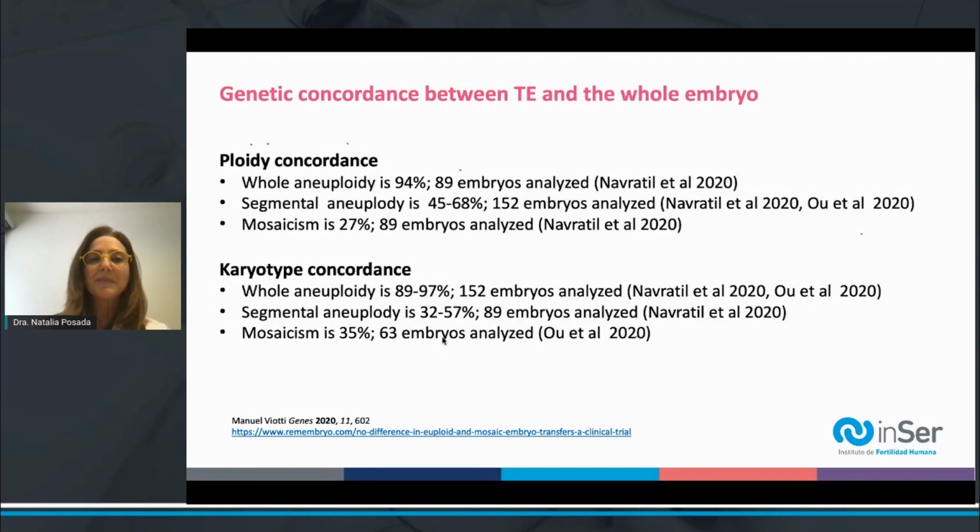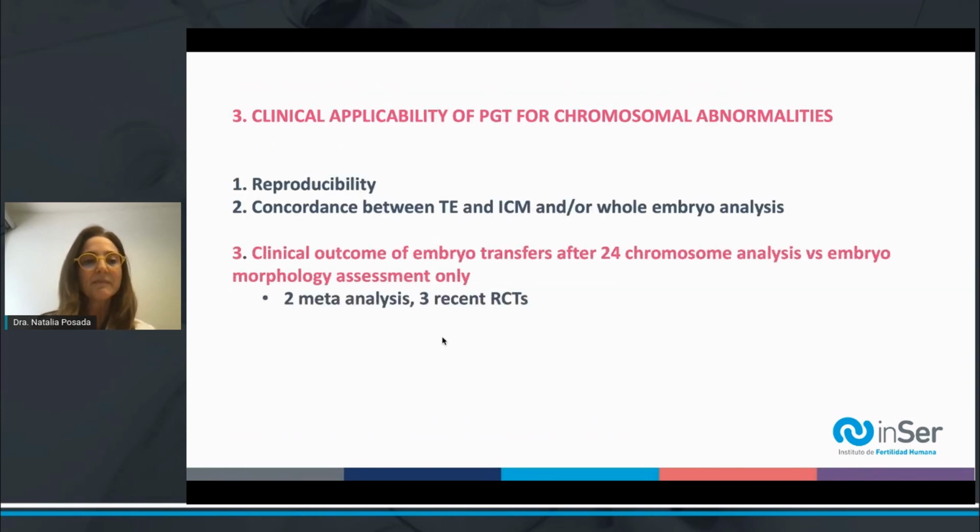And when we evaluate the concordance between trophectoderm and the whole embryos that are donated for research purposes, again, the ploidy concordances for whole aneuploidies are above 90%, segmental aneuploidies around 50%, and mosaicisms around 27%, and karyotype concordance pretty much the same.